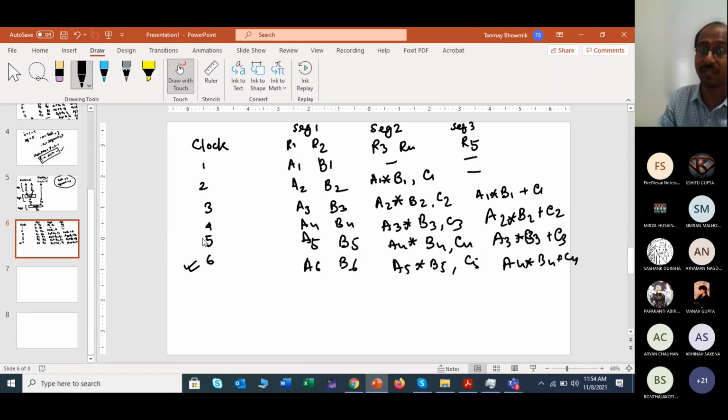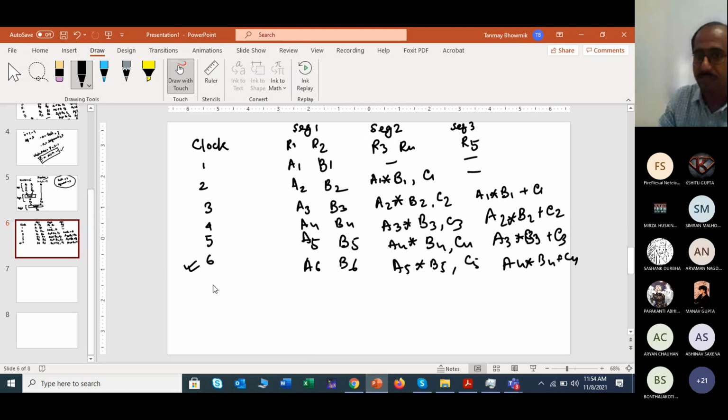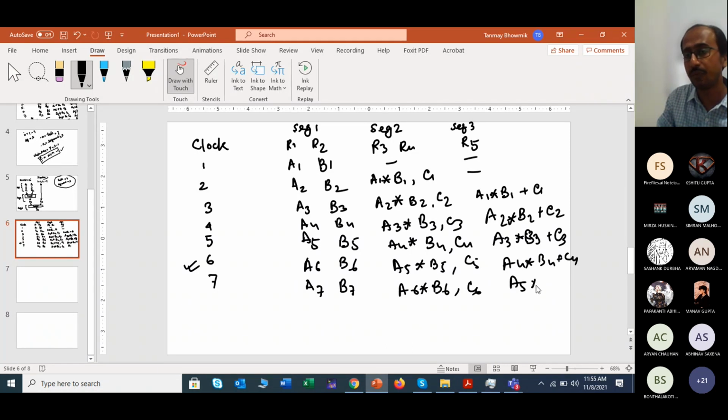But the I values were how many? 7, right? So we have to start 7 tasks. We have to complete 7 tasks. Now tell me. On the 7th pulse, you will take A7, B7. On the 7th pulse, the second segment will do A6, B6, comma C6. On the 7th pulse, segment 3 will do A5, B5 plus C5.